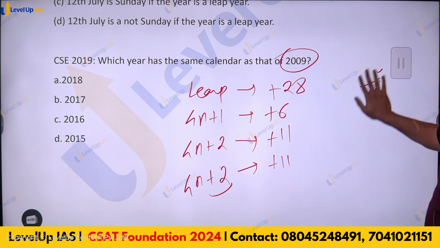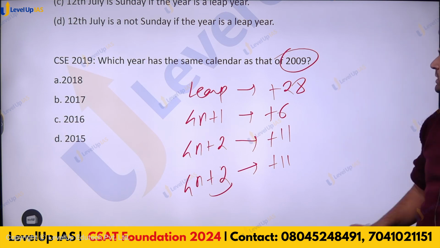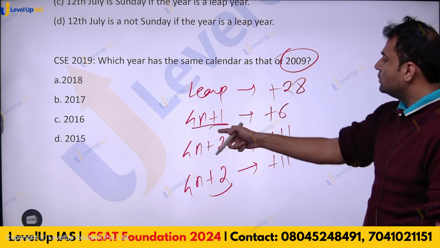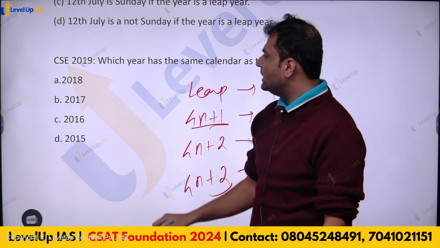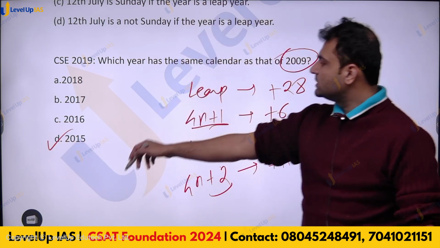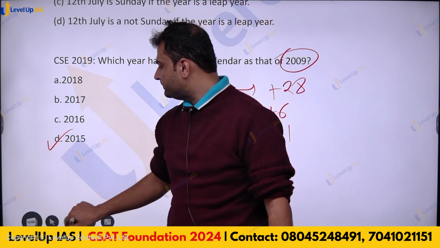But the question they asked was very difficult. It was not from a special case. It is just the 4n plus 1 type, because 2008 is a leap year. So this is leap year plus 1 type. So the calendar will repeat after 6 years. The answer here directly is 9 plus 6, 2015.